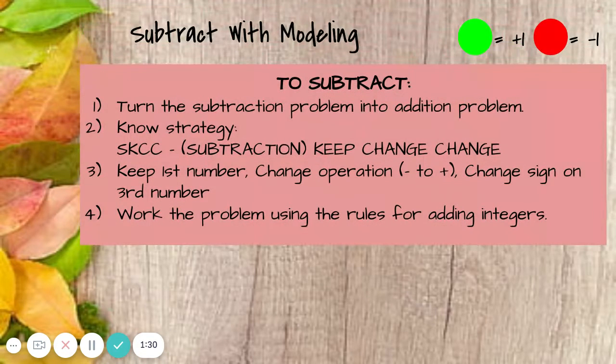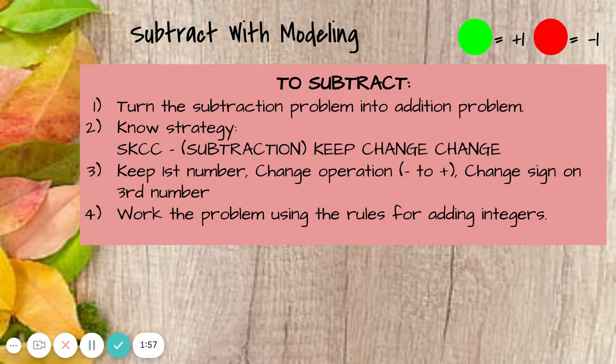Okay, so here's the strategy that I went over. You turn the subtraction problem into an addition problem. You're going to use the strategy keep, change, change, but I tell my kids SKCC, which means you're going to use it just for subtraction. You're going to keep the first number. You're going to change the operation from a negative to a positive, or from minus to plus. And then you're going to change the sign on the second number.